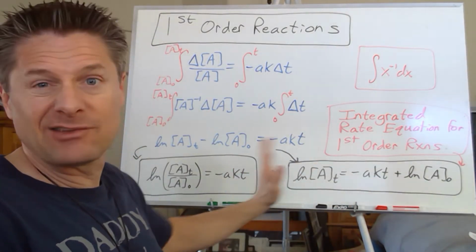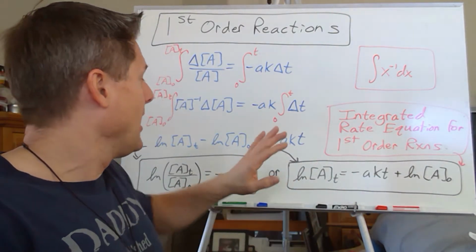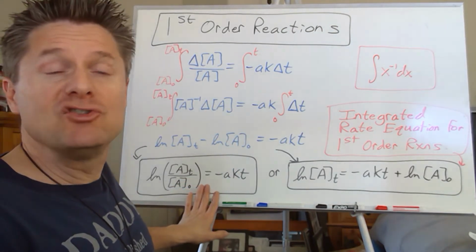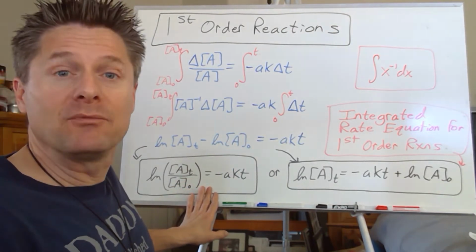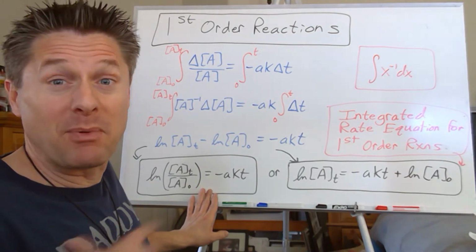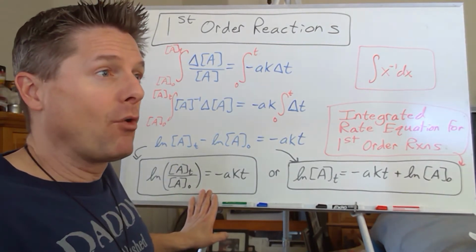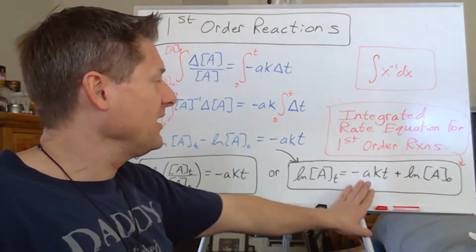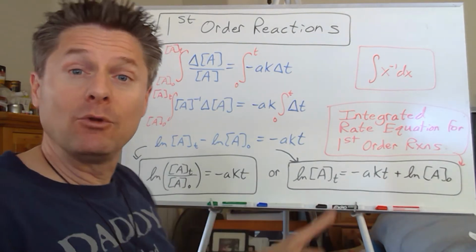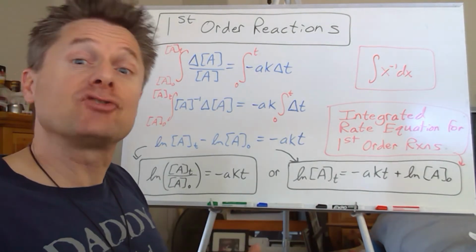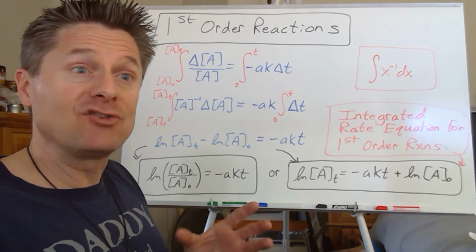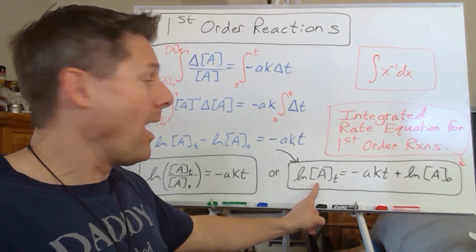Either one works, it doesn't really matter, pick your poison. But this one I tend to use more when I'm doing example problems, or just problems in general. I do example problems for first order reaction kinetics. This one I like to use when I'm looking at plotting concentration data versus time data and trying to get a straight line.